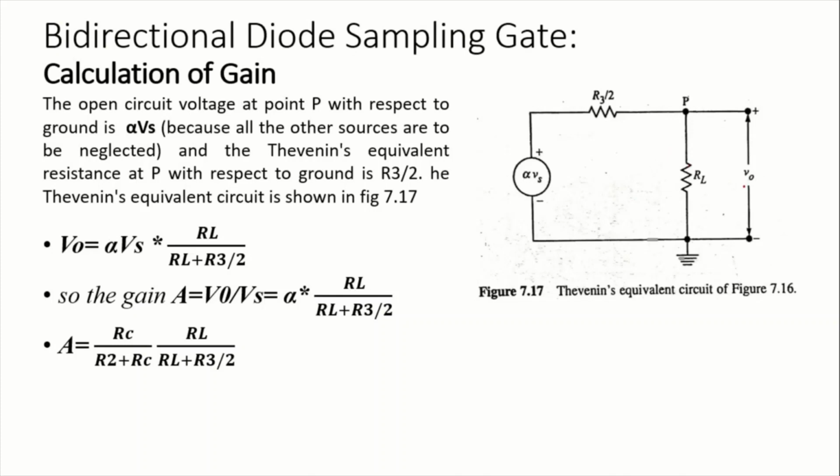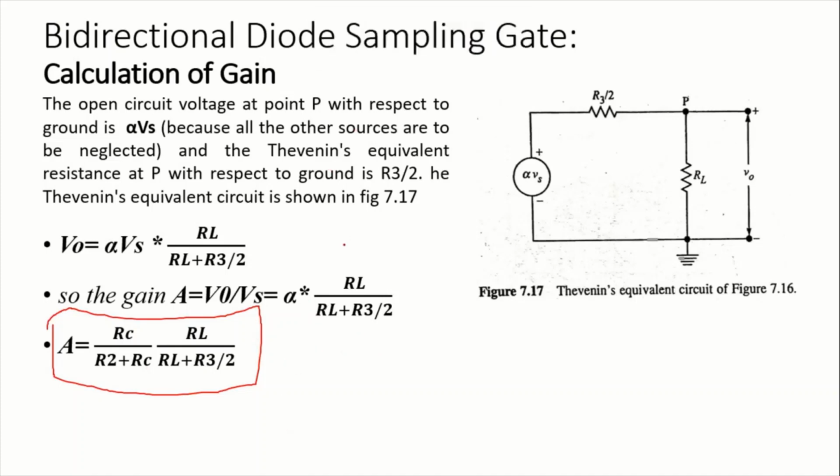So V0 equals, using the voltage divider rule, alpha Vs into RL by RL plus R3 by 2. So V0 by Vs equals alpha into RL by RL plus R3 by 2, where alpha equals RC by R2 plus RC. So this is the gain of this circuit.